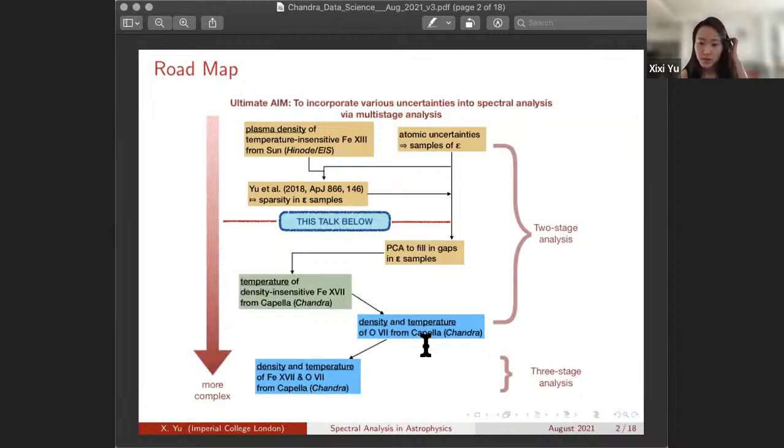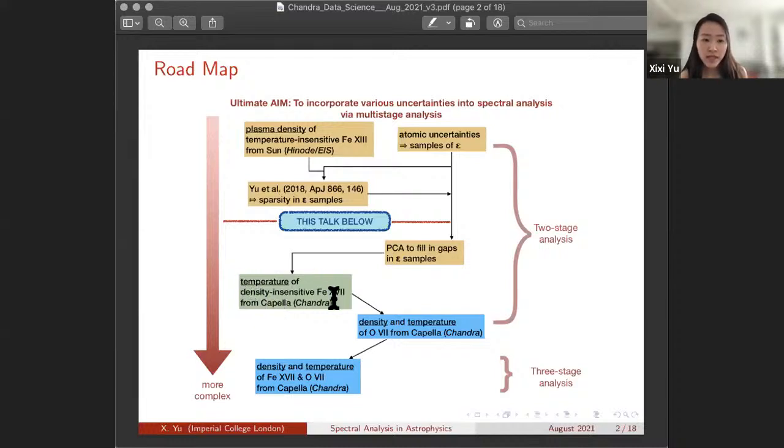So the first part was the solar spectral analysis study on Fe XIII, where the atomic data is temperature insensitive, so we focused on the estimation of plasma density. Now we come to the second part. We work on the stellar spectral analysis of Capella, where we incorporate the uncertainty of atomic data into the Fe XVII spectral analysis, where the atomic data is density insensitive, but instead we focus on the estimate of plasma temperature.